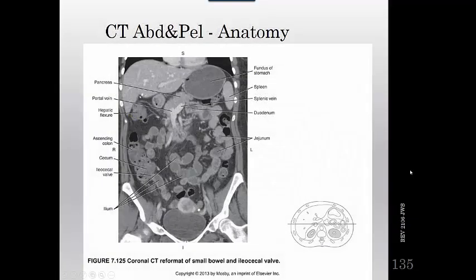There's a coronal slice. And you see the pancreas coming across here. There's the fundus of the stomach. It's filled with some fluid. Here's the spleen coming in, splenic vein right here. Portal vein coming up because here's the liver. And jejunum, because here's the duodenum into the jejunum.